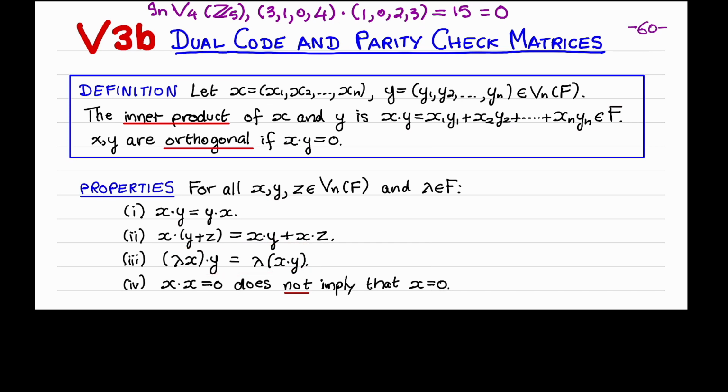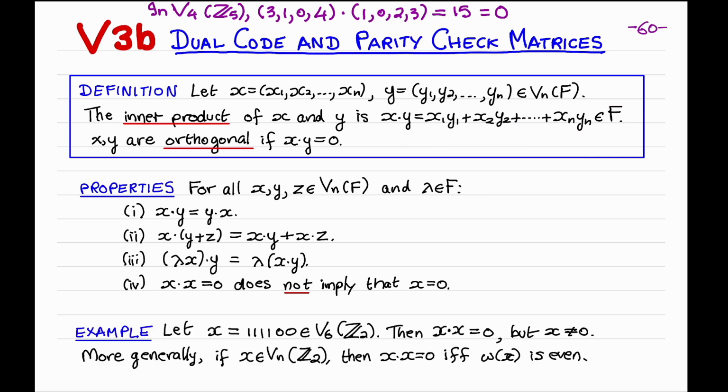But one important property of the inner product, which holds for vector spaces over the real numbers, as you saw in linear algebra, but is not the case in general, is that the inner product of a vector with itself being 0 does not imply that the vector is a 0 vector. For example, consider this vector of length 6 over Z2. Then the inner product of the vector with itself is 4, which is 0 mod 2. But x is not the 0 vector. More generally, a vector of length n over Z2 has inner product 0 with itself if and only if the weight of x is even. So keep in mind in this course that since our vector spaces will be over finite fields, it's no longer the case that x dot x equals 0 implies that x is 0.